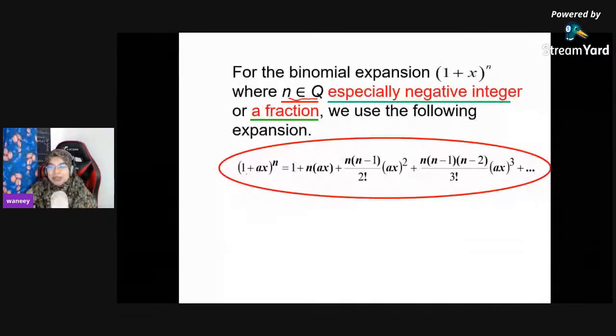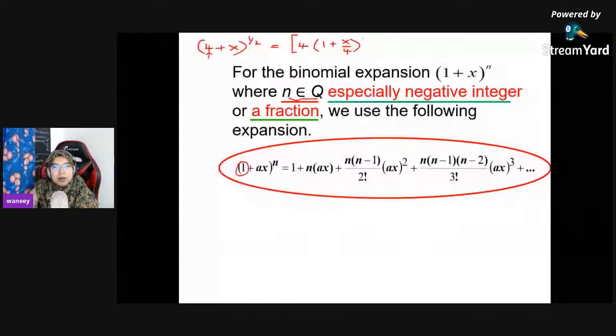If we have 1, so for this formula, it is very crucial to have 1 over here. If you don't have 1, that means you should factorize them. For example, let's say I give you 4 plus x to the power of half. In order to use this formula, the first number should be 1. So let us factorize the 4 first. So we are going to have 1 plus x over 4, and then everything to the power of half. So simply factorize the number out first, and then 1 plus x over 4 to the power of half.